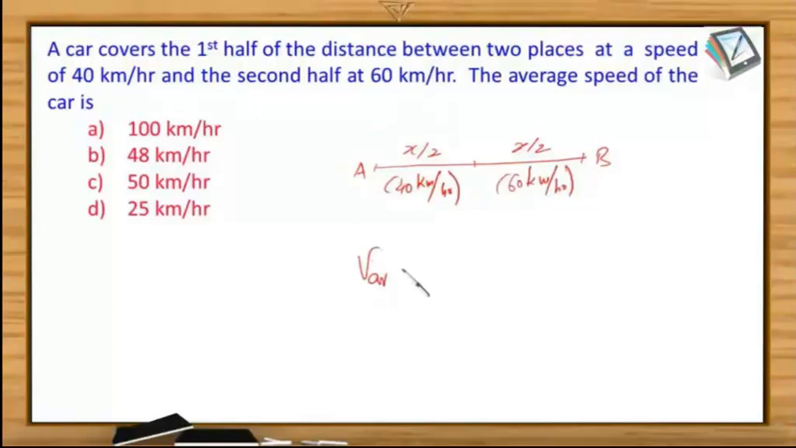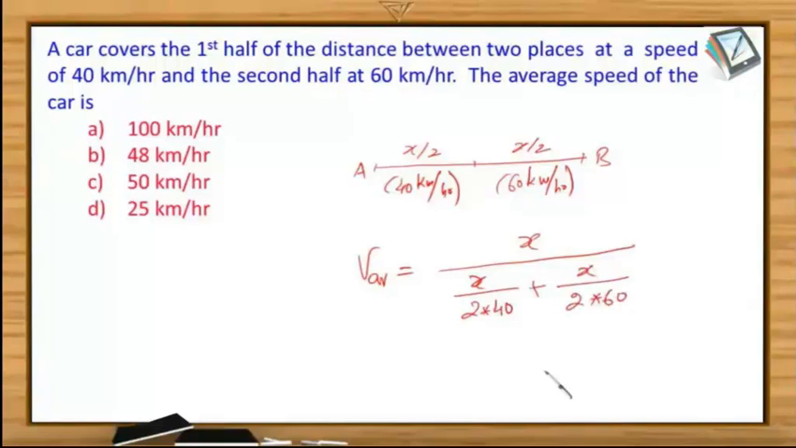So we know that average speed means total distance covered by the body divided by total time. So here suppose x kilometer is the distance between the starting and the final position, and the car travels with 40 km per hour in half the distance, so x by 2 distance, so time taken will be x upon 2 divided by 40. So this much hours will be taken by the car to cover this half distance, and the remaining half distance is covered with 60 km per hour.